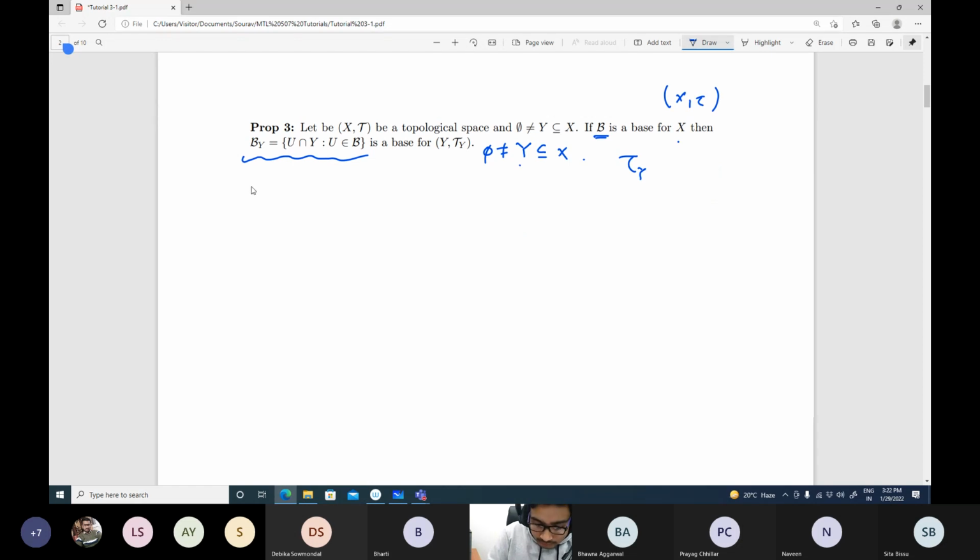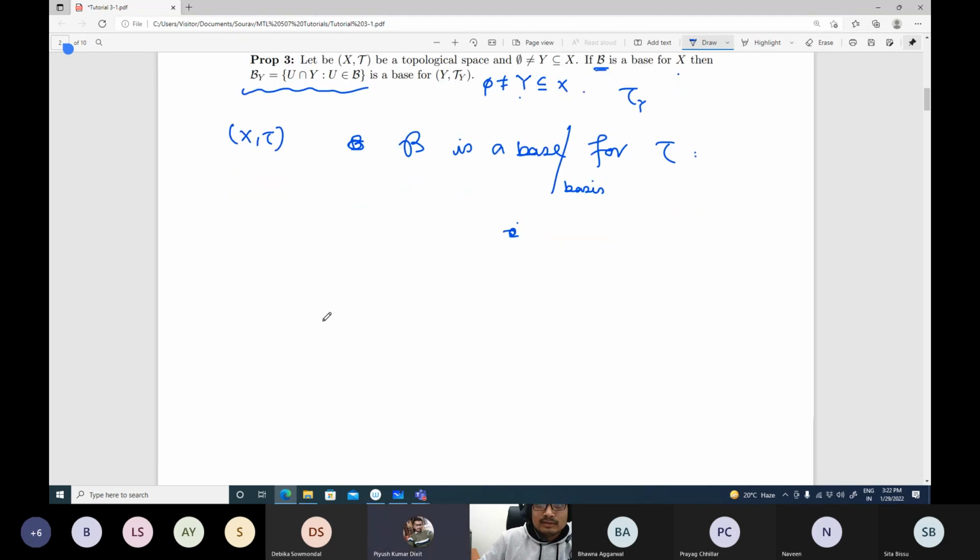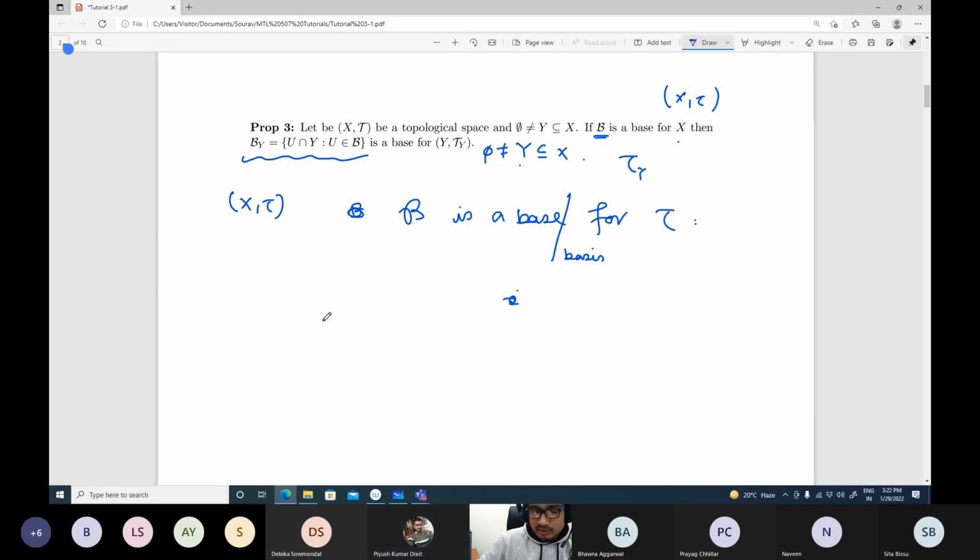Now tell me, if you are given a topological space X, tau, what do you mean by a base? We say script B is a base for tau, or basis. What does it mean? Every open set in tau can be written as a union of elements of beta. Is it the only criterion? No, sir, other definitions also. Yes, beta covers X, the first property. So for all x belonging to X, there is an element in beta. Actually, always try to say the second one.